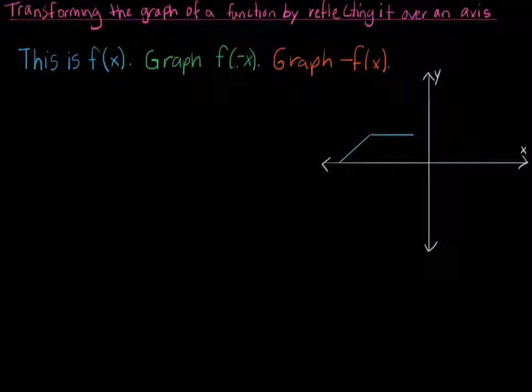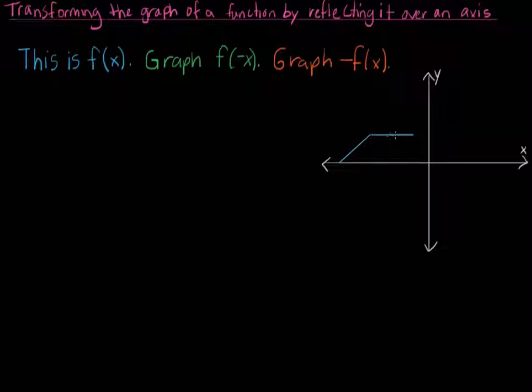To graph f of negative x, you'll see that the negative is applied to the x values. And so the negative is going to change all of the x values to be negative. The y values are not going to change at all, but all of the x values are going to change to be negative. So in effect, there's going to be a mirror image of this graph, reflected over the y-axis.